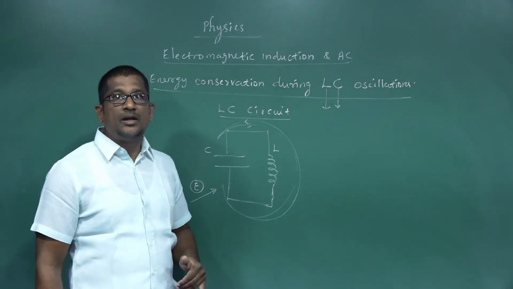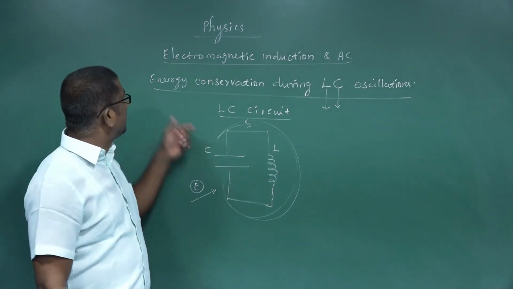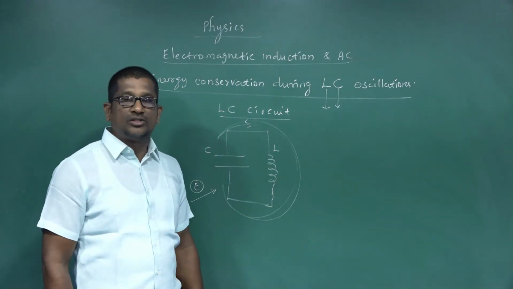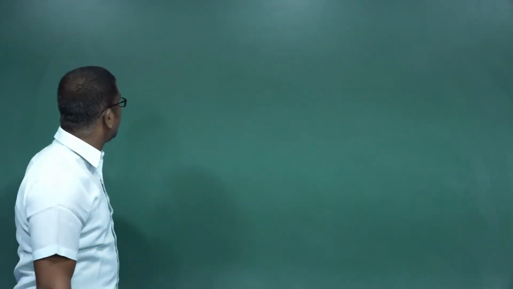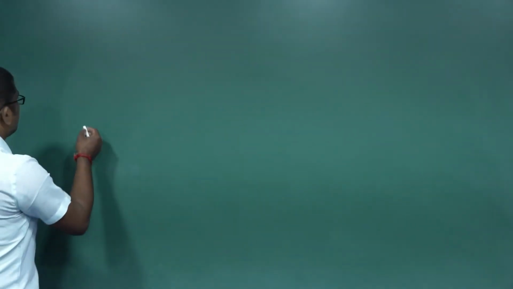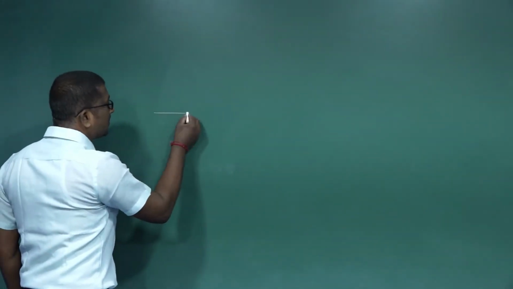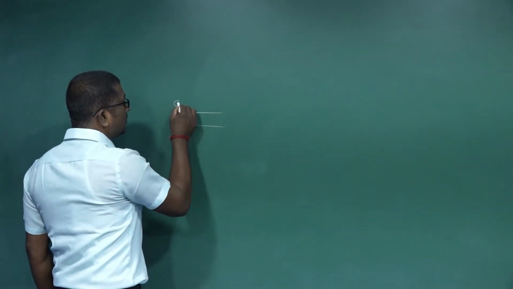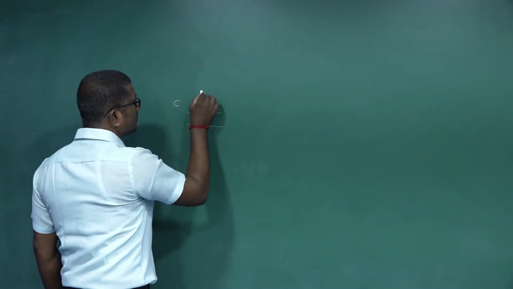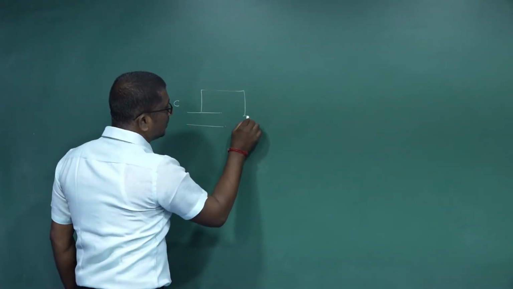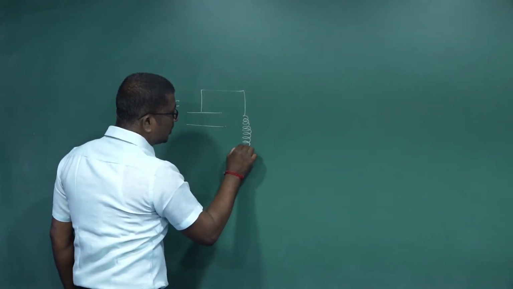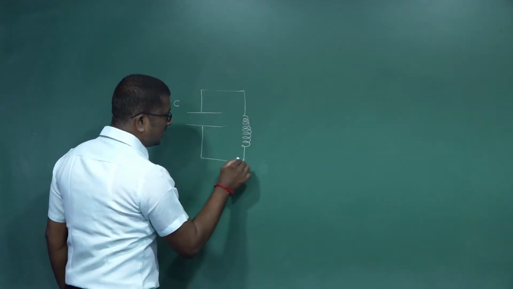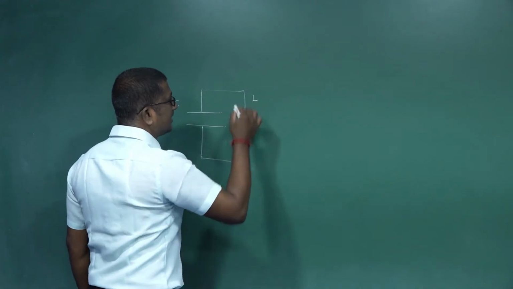So this is the topic we are going to discuss today: energy conservation during LC oscillation. Let us consider an LC circuit. The LC circuit consists of a capacitor of capacitance C, which is connected to an inductor of self-inductance L.